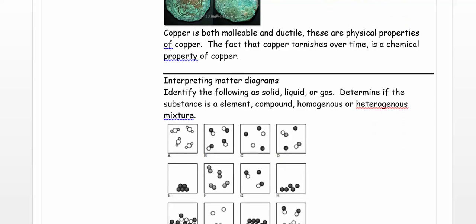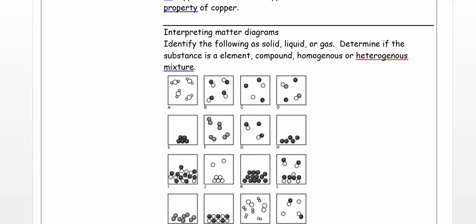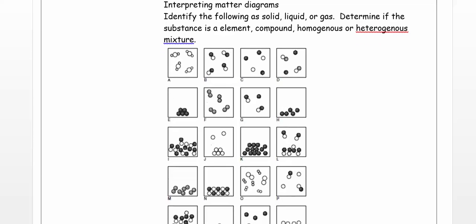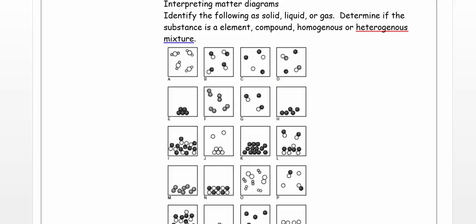Physical properties. All right. Now what we want to do is get into interpreting matter diagrams. Okay? Interpreting matter diagrams. All right, so here's how this works. It says identify the following as solid, liquid, or gas. We're going to start there, and then later it says determine if the substance is an element, a compound, a homogeneous, or a heterogeneous mixture. All right, so let's start with identifying solid, liquid, and gas.